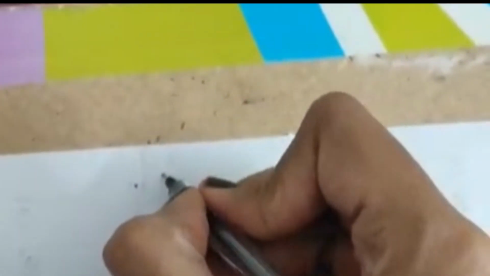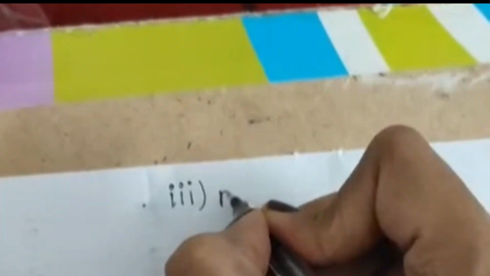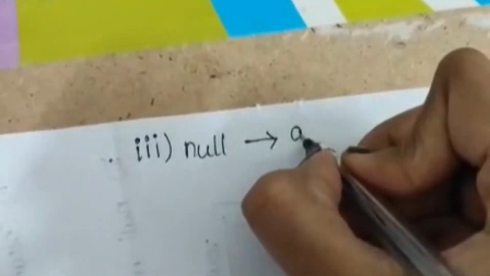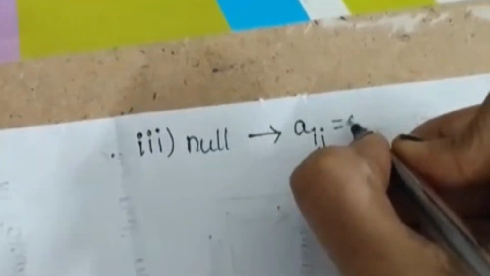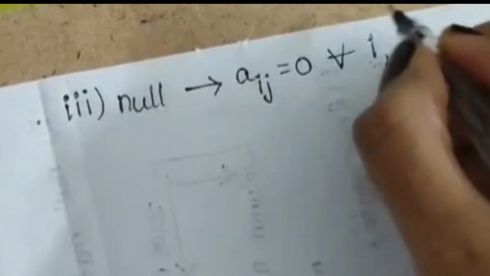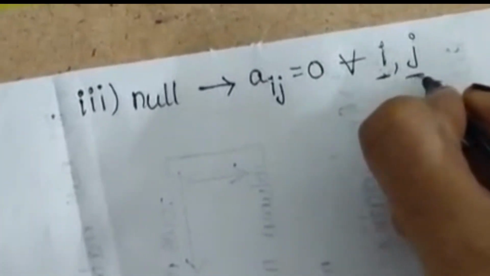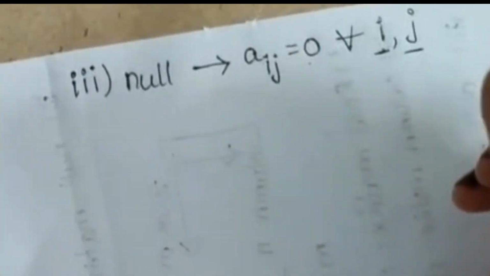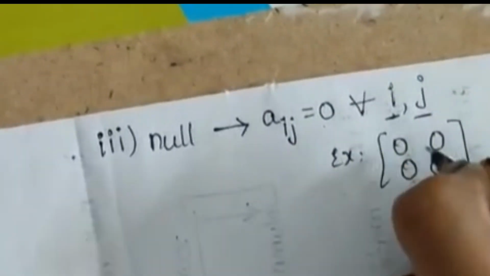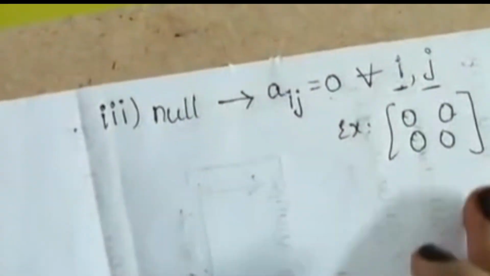Now, another type is the null matrix. The condition is Aij is equal to 0 for all i, j, which means the matrix consists of elements in which every row and column has zeros as its elements. Example: 0, 0, 0, 0. Each row has 0, each column has 0.